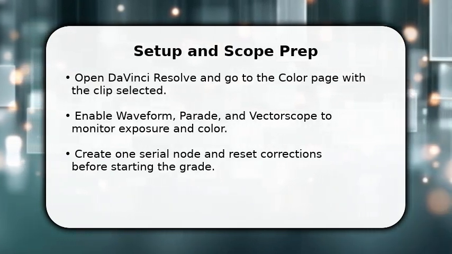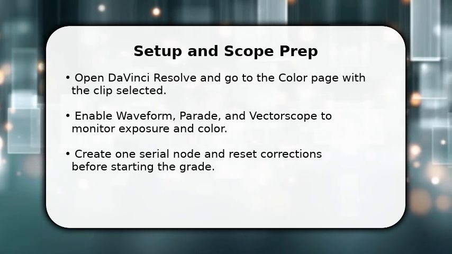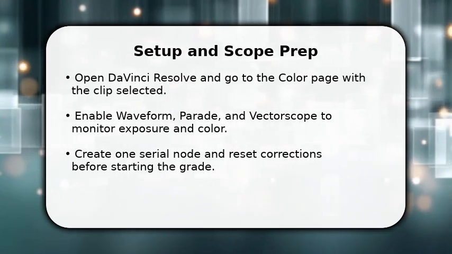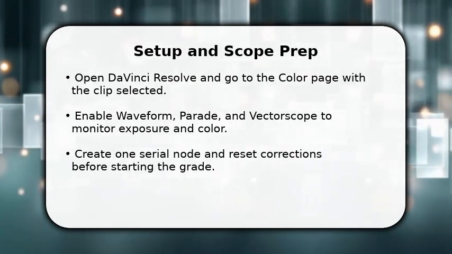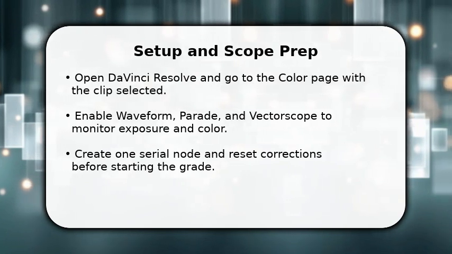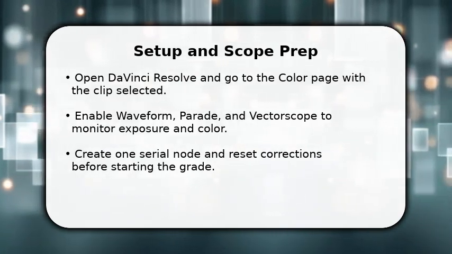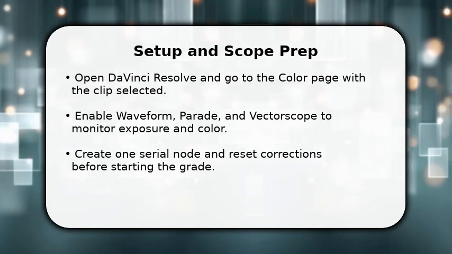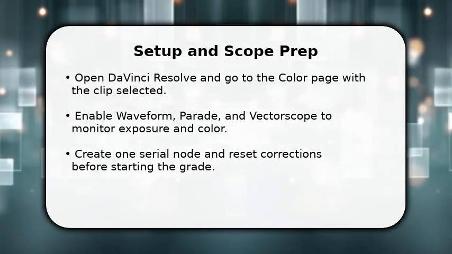Set your timeline to the clip frame rate, for example 23.98 FPS, and choose a 1920x1080 proxy if needed. Keep playback at real time to judge changes. Use the viewer to compare before and after with the split-screen control.